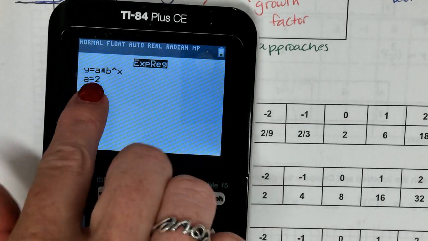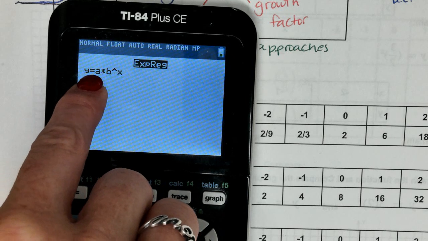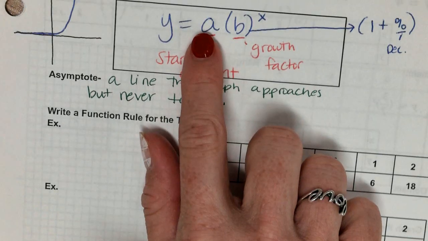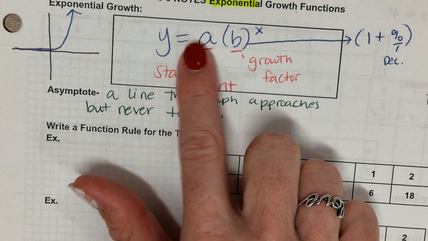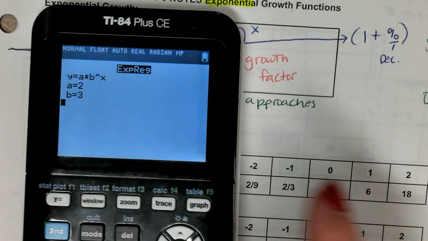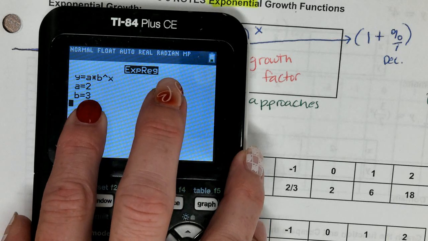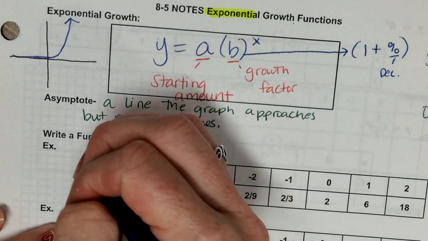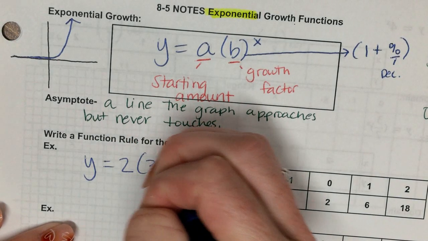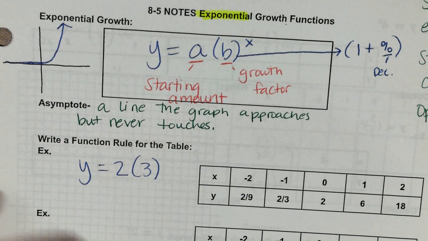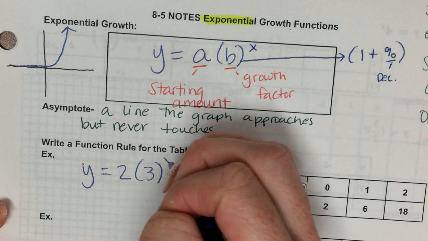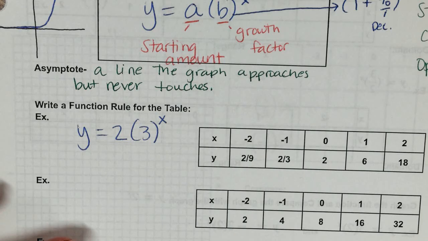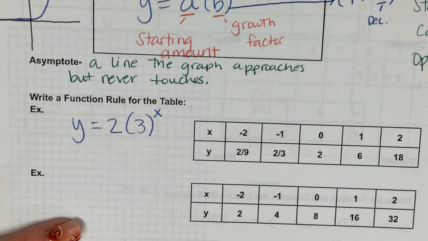Notice that it tells you that the equation form is y equals a times b, which b is raised to the x power. That is this function right here. Yes? Okay, so it told us that the a is 2 and the b is 3. So my equation is y equals 2 times 3, and the 3 has an exponent of x. So in exponential functions, the exponent is the variable. It's the one that changes.